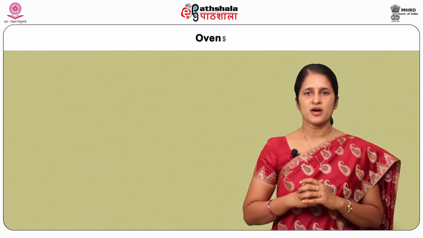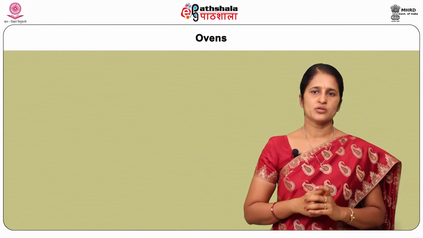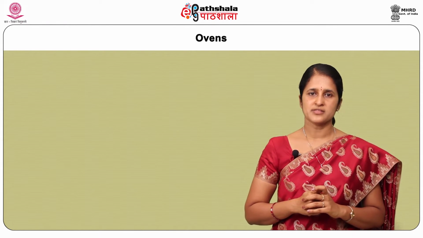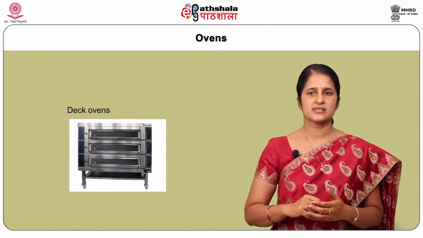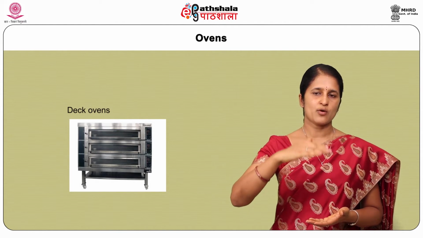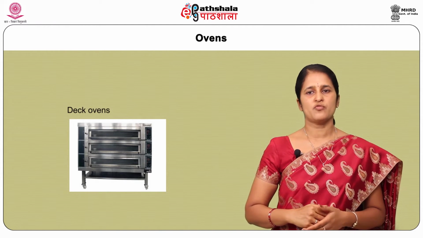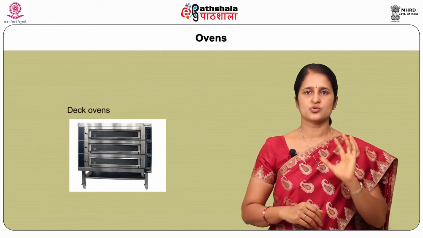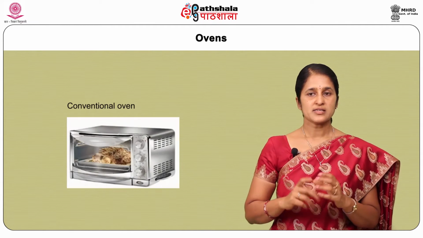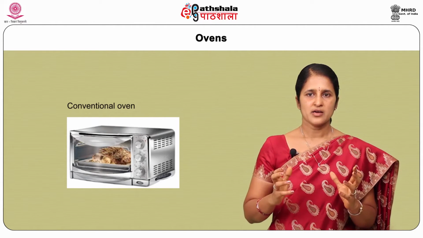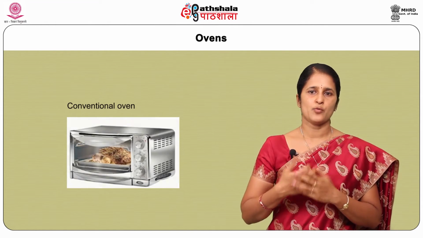The oven is one of the key equipment used in the preparation of bakery products. Let us study the different types of ovens and their principles. Deck ovens have individual decks stacked one on the other, each with a separate heating element and a separate control for every deck. Whereas in a conventional oven, a high speed centrifugal fan is fitted at the back of the oven, which circulates the hot air evenly within the oven.